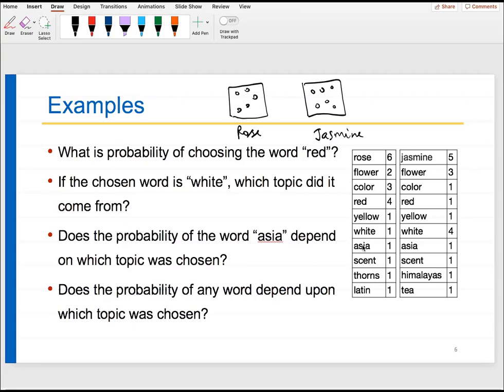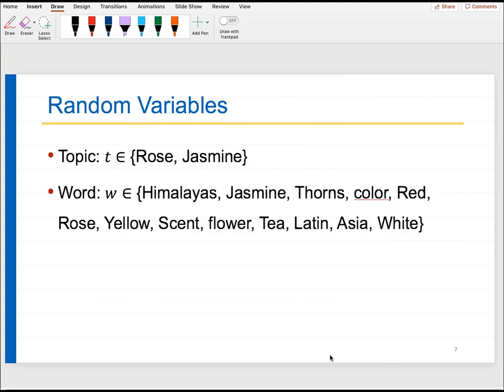Now we come to these questions. What is the probability of choosing the word red? What if the chosen word is white? Which topic did it come from? Like that, right? So how do we handle such kind of questions? We handle them with probability theory. First of all, we define random variables. For these examples, you might intuitively solve for the right answer, but the general theory says that you define random variables. One random variable is topic, which can take 2 values, either rose or jasmine.